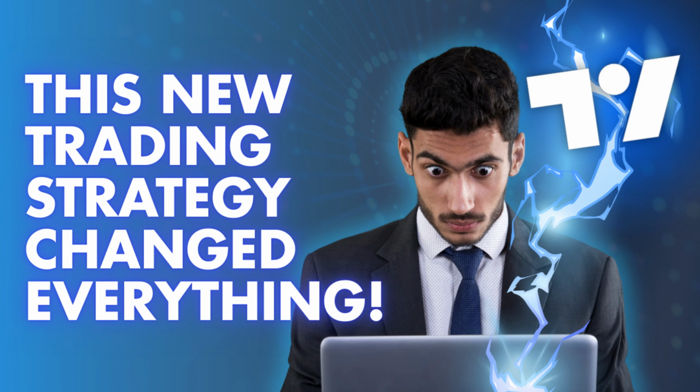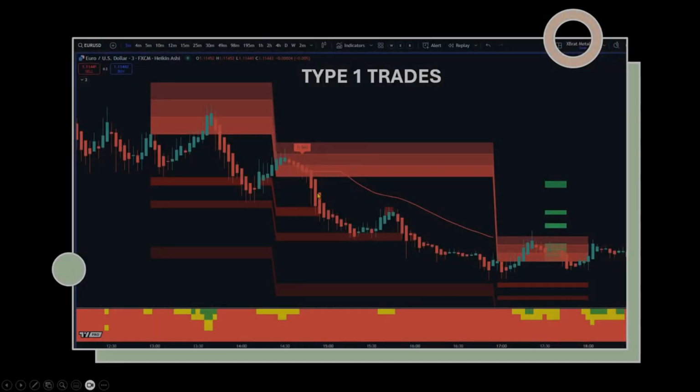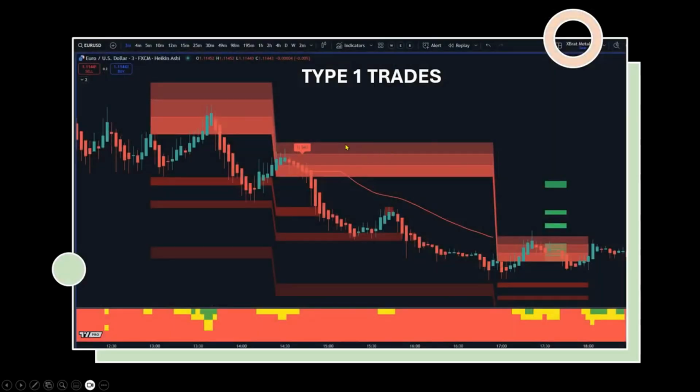We've had it with the beta testers, we've made some changes, and we're ready to launch the xBrat Slingshot for TradingView. And we put a special edition together to help you get the most of it. So let's go through some of the types of trades and how it behaves. First of all, we have three types of trades. Type 1 trades are pretty much the ones that we see more often. Type 1 trade is probably 80% of the trades that we get on the Slingshot.